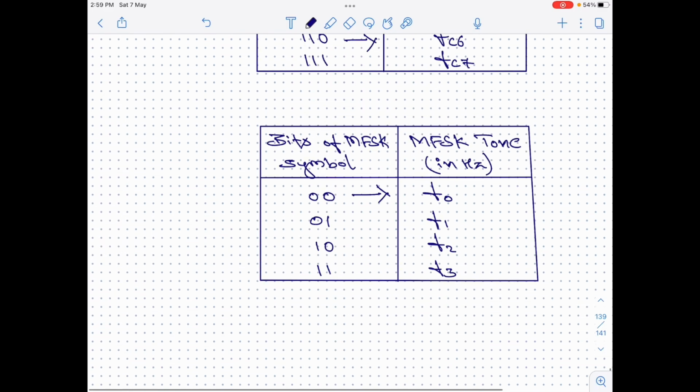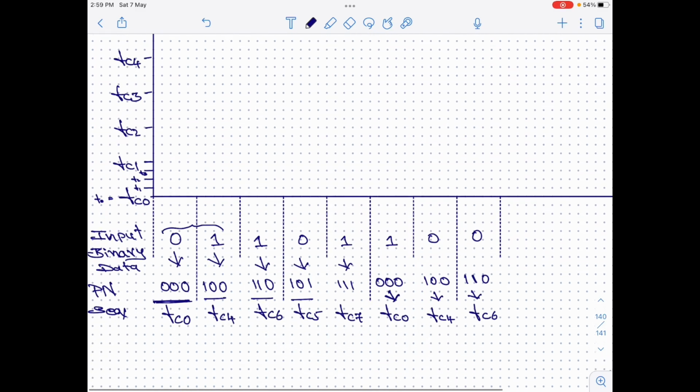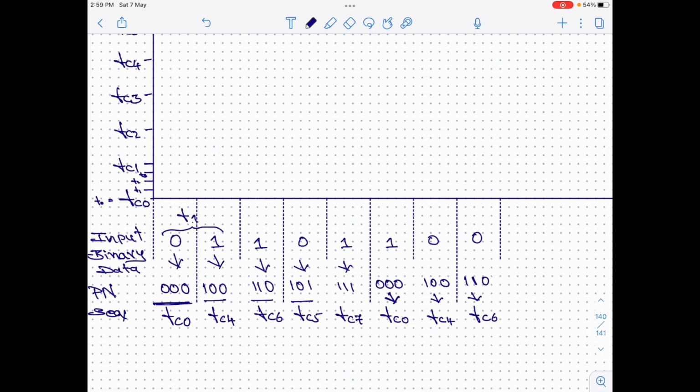Go back to the small table here. Find the associated MFSK tone for 0, 1. It is F1. Come back and write F1 here. So, F1 spans this complete symbol duration. Next, we have 1, 0. 1, 0 stands for F2. Then we have 1, 1. 1, 1 stands for F3. Lastly, we have 0, 0. 0, 0 stands for F0.